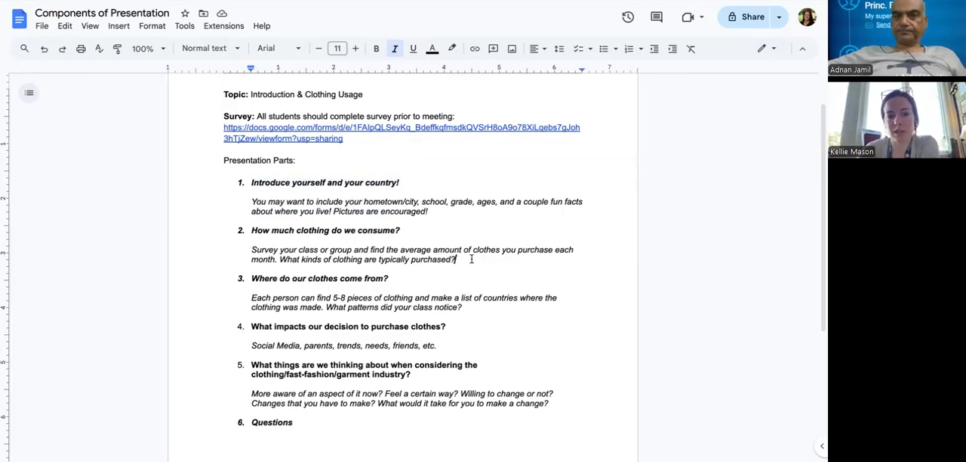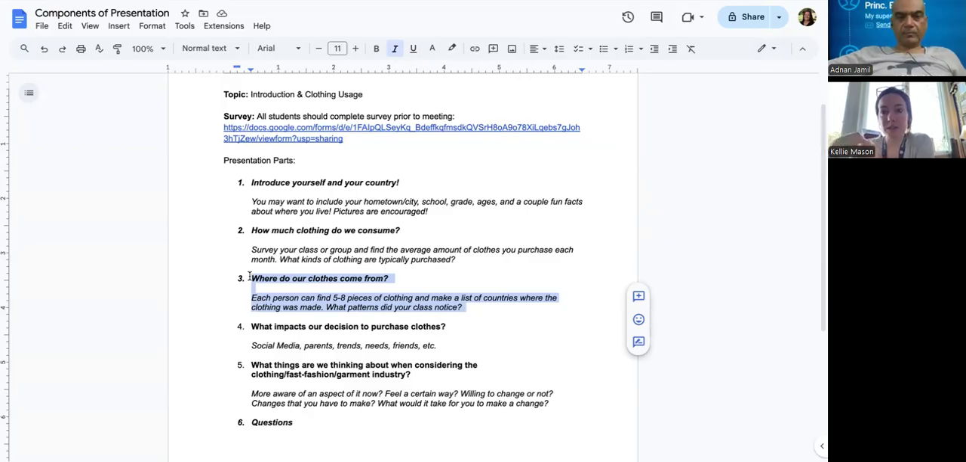The second part is how much clothing we consume. My students just made a list on paper and asked people how many times a month they buy clothes, and so they have an average. Then for this third part, they went home and looked at 5 pieces of clothing, where they were made, and then they made a list.